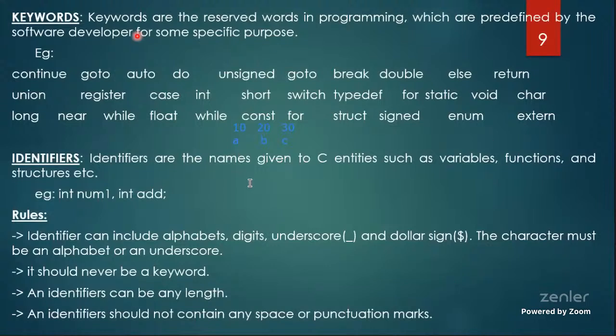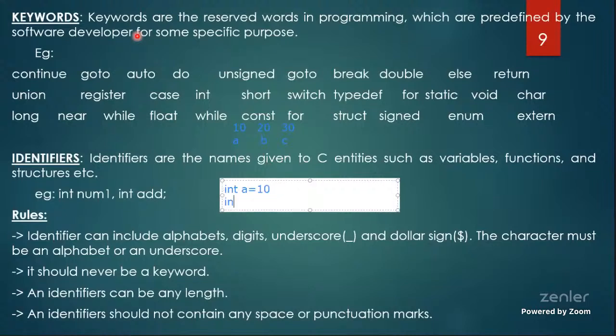See, whenever, for example, I have written here: int a is equal to 10, int num is equal to 20, or character name of 20 is equal to ABC. So what's the meaning of this? What have I entered here?